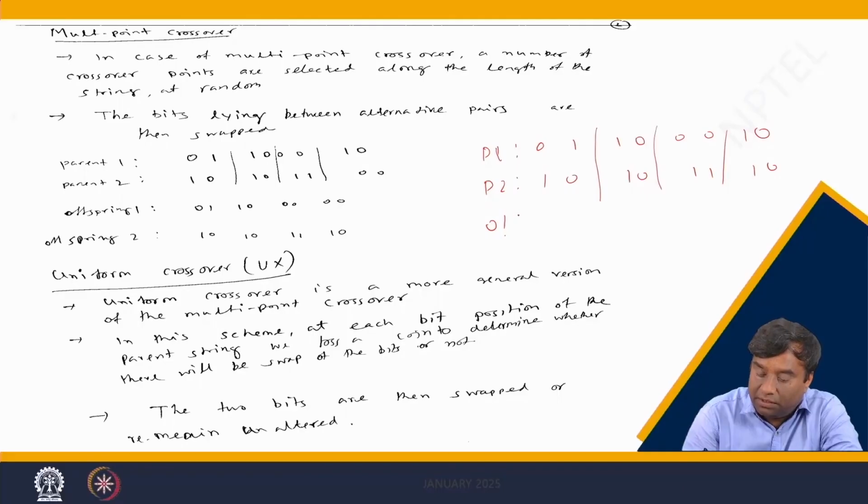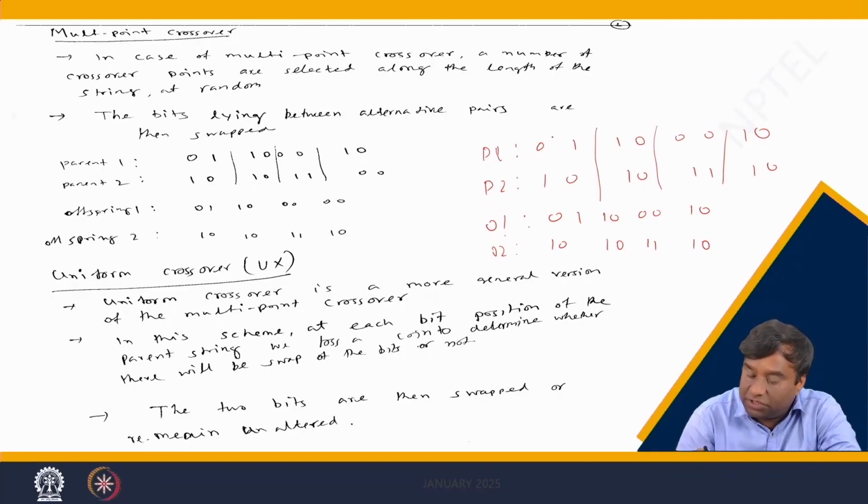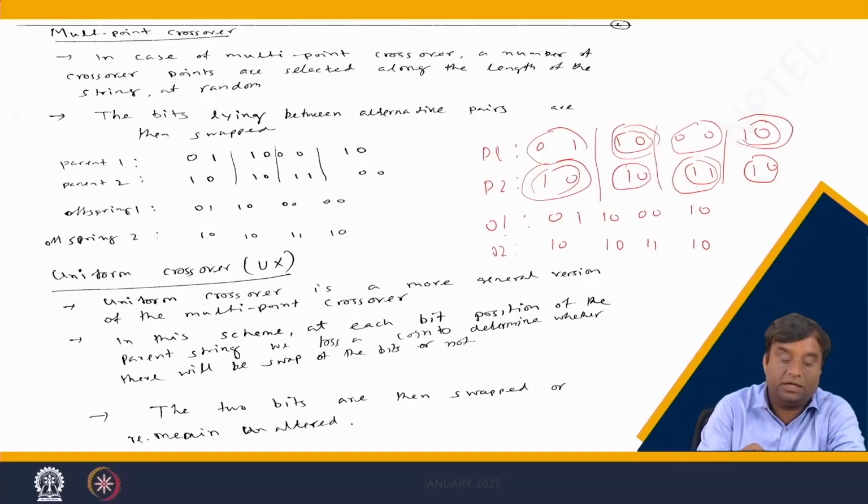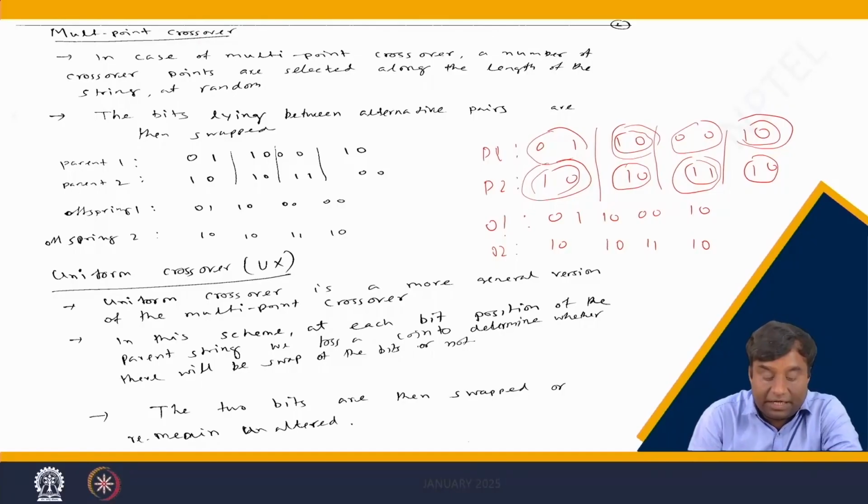For offspring 1, first you will get 0 1 from here, then 1 0 from here, then 0 0 is there, then 1 0 from here. In offspring 2, that is 1 0, then here is 1 0, then here it is 1 1, then here it is 1 0. So this is alternately changed. In this way you will get offspring by the concept of multi-point crossover.